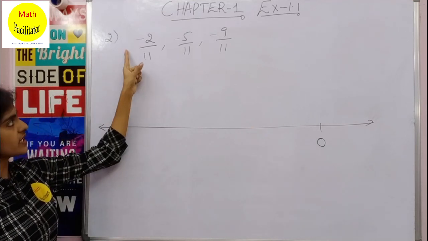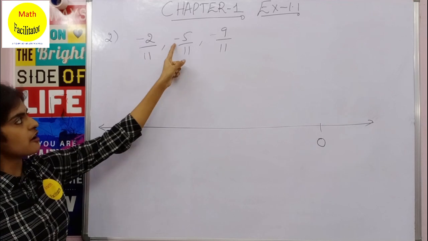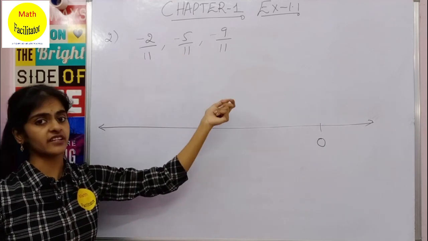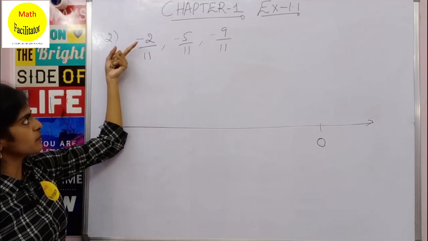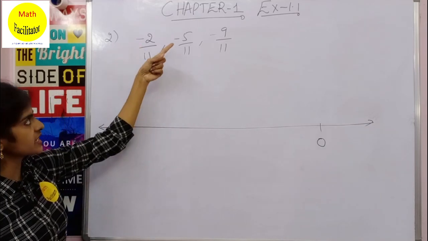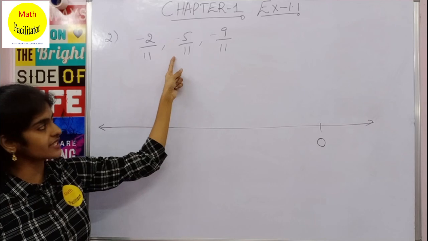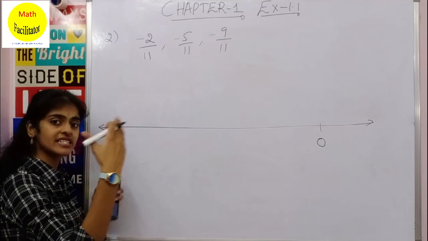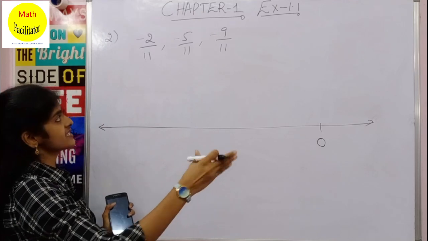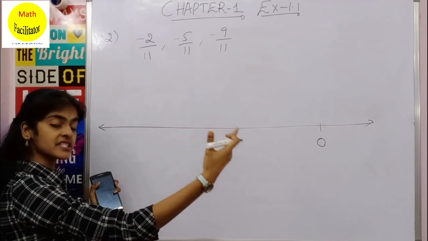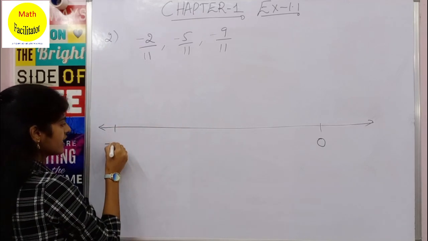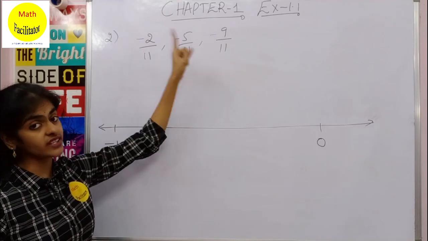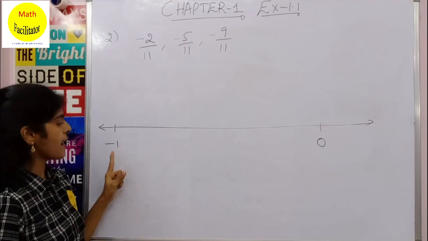Here you can see minus 2 by 11, minus 5 by 11, minus 9 by 11. All these are proper fractions, which means the numerator is less than the denominator. That means all these numbers lie between 0 and 1. Since they are negative, they lie between 0 and minus 1. So I am taking it in this way. Since all these are proper fractions, all these fractions lie between 0 and minus 1.